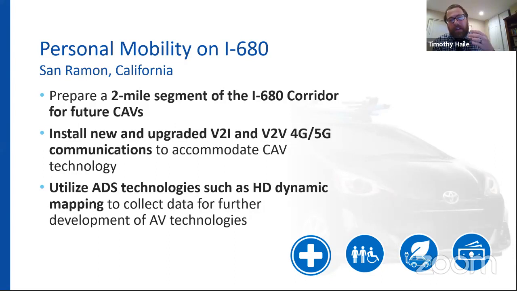such as cellular 5G and dedicated short-range communication to provide the infrastructure to be able to do real-time communications between the vehicles and infrastructure and between vehicles and collect that data so we can use that data to be able to better understand the transportation system and what's happening in the 680 corridor with these new technologies.